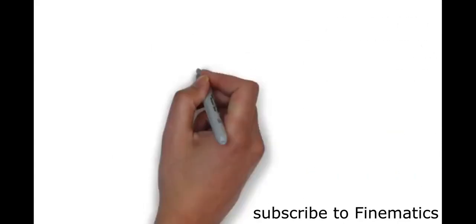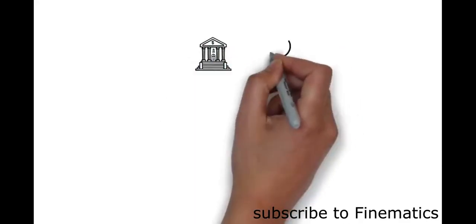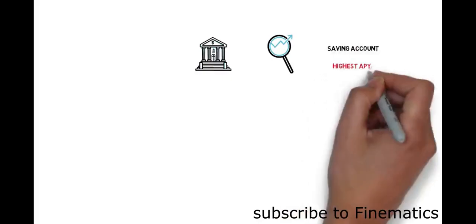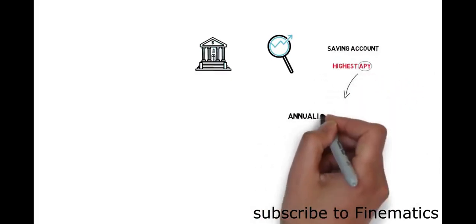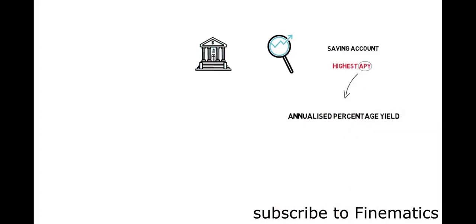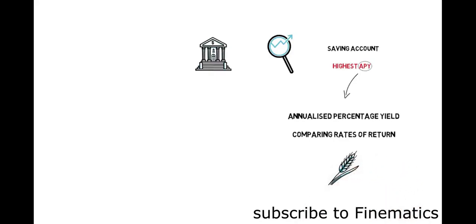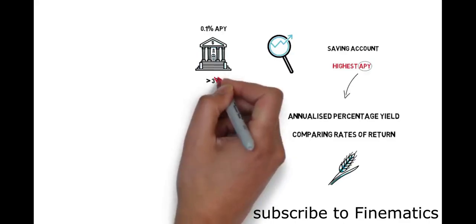To compare it to traditional finance, you can imagine people trying to find the best saving account with the highest APY. APY stands for annualized percentage yield, and it's a common way of comparing rates of return on your money across different products. It's also a common way of expressing the returns of different yield farming strategies. Speaking about APY, it's common to see traditional saving accounts having around 0.1% APY, and anything above 3% is pretty much unheard of these days.